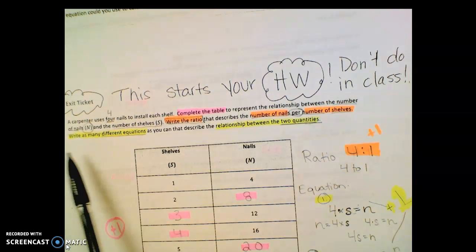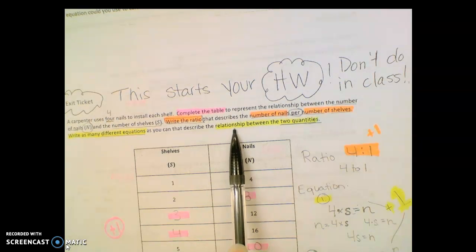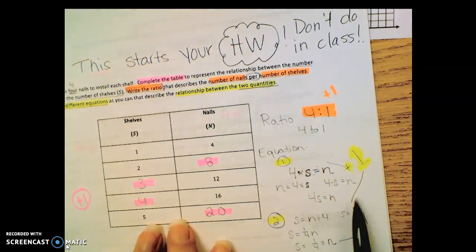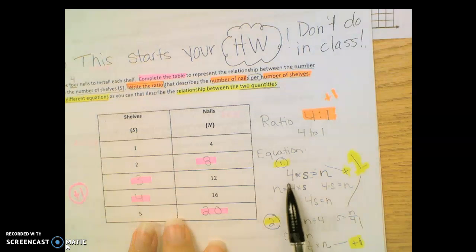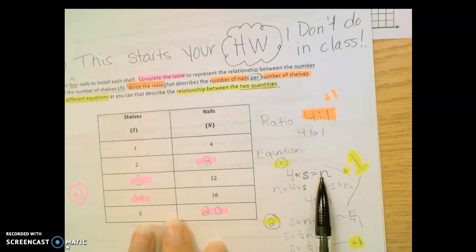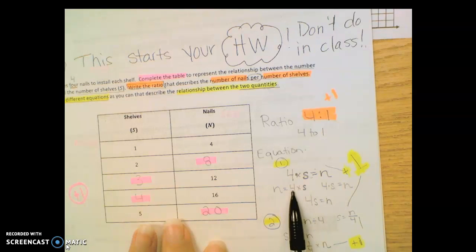Next, it says write as many different equations as you can that show the relationship between the two quantities. So one of the equations would be showing how we get nails. How you get nails is to do 4 times s. And it could really be written this way, or it could be written this way. Equations are commutative, so it doesn't matter if the n is on this side of the equal sign or on this side of the equal sign. These two things would mean the same.